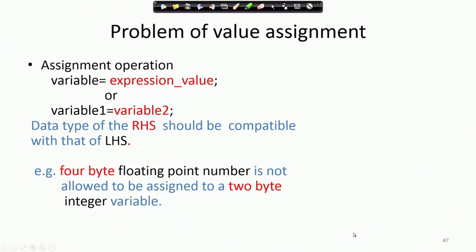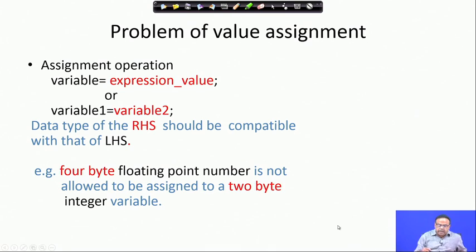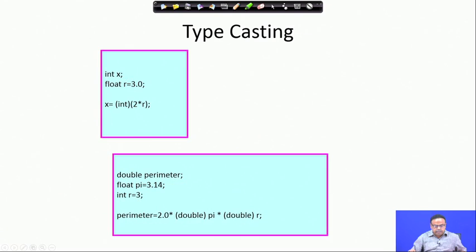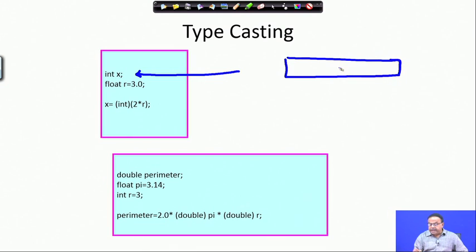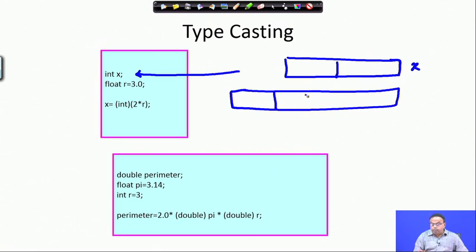For example, as I said, a 4-byte floating point number is not allowed to be assigned to a 2-byte integer variable. So, sometimes what we do, this is a new concept called typecasting. Look at this example. Here we have defined x to be integer. So, x has got 2 bytes. Suppose I show 2 bytes for x, and r is a floating point number which has been represented through 4 bytes. Now, sometimes what we do, we typecast this thing.